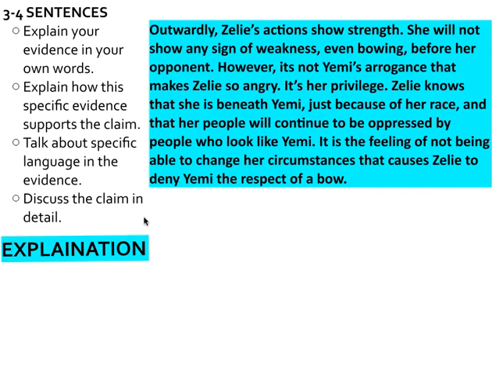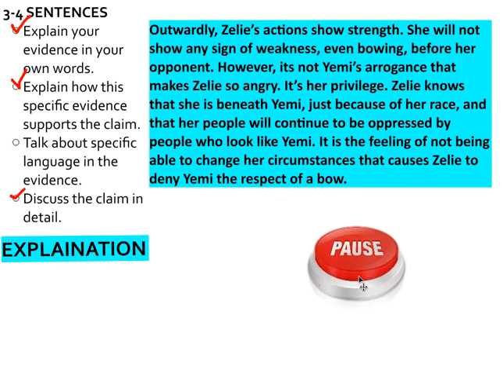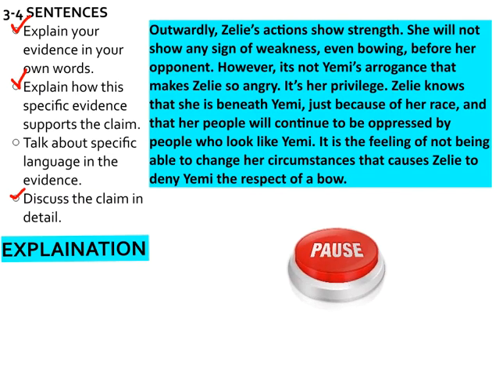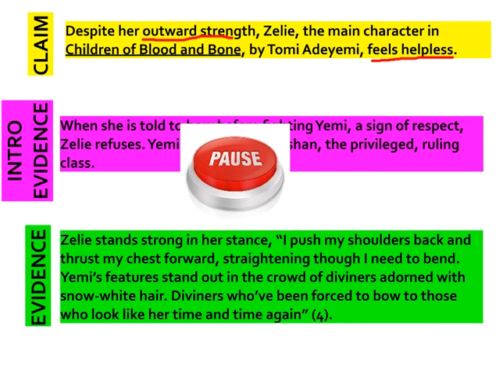So in this explanation, I'm really making sure that I'm explaining my evidence in my own words, and I'm explaining how the specific evidence supports my claim. I might be discussing my claim a little bit in detail, but I'm not talking about language at this point. I didn't see any language that I wanted to talk about in that piece of evidence. I would love for you to pause the video right now and to write your first section of explanation or analysis for your first piece of evidence.